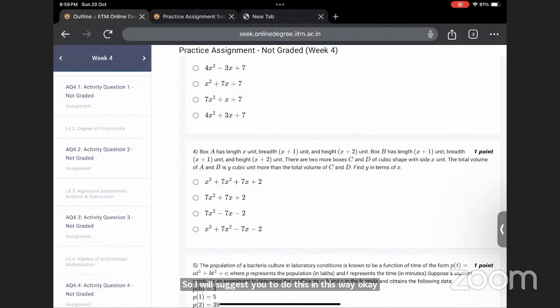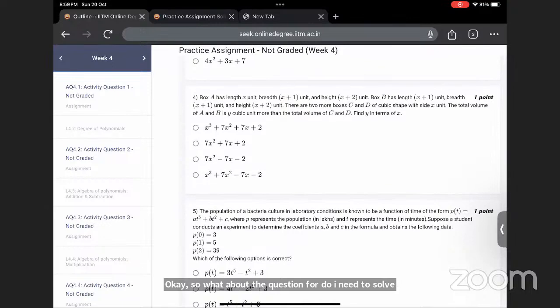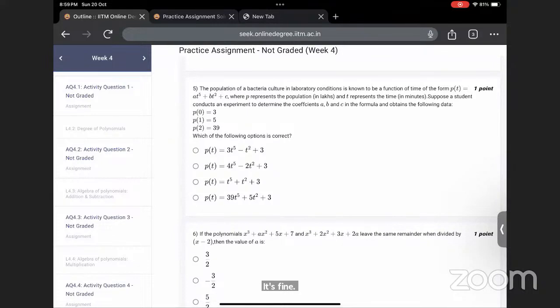Okay. So what about question 4? Do I need to solve it? I think you can solve it, right? You just have to calculate the volume, then you have to equate it. So you can solve it, right? What about question 5? This is also solvable, right?